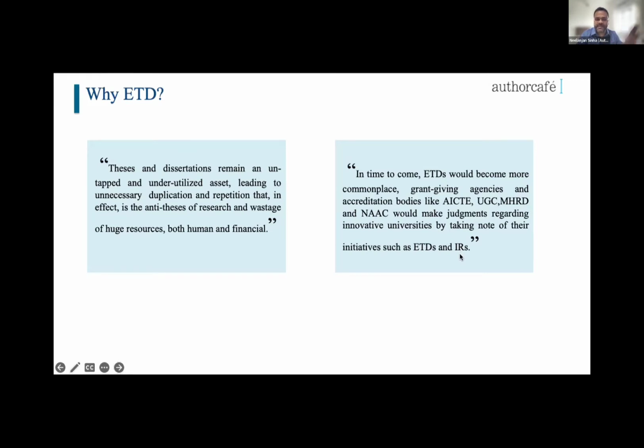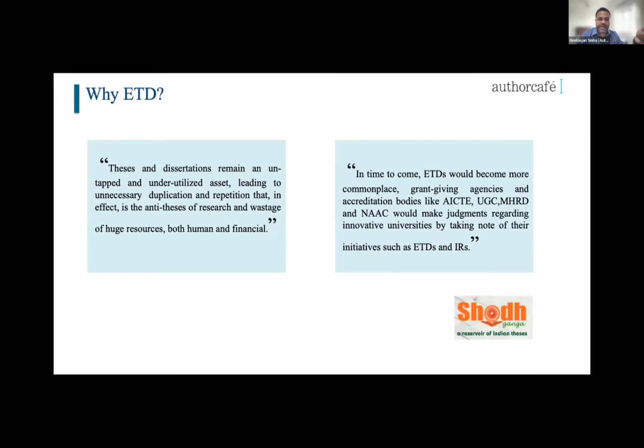So here Shodhganga is saying that in days to come, the thesis repository would become commonplace, and it would become a parameter for how a university would be judged as being innovative or not, because that would showcase how much they are embracing technology, how much they are aligned with open science, and it will also give a peek into what kind of research they are doing. Of course, publications are there, but they have their own space. Thesis also allows an institution to showcase a large part of the research which does not find its way into the mainstream, right?